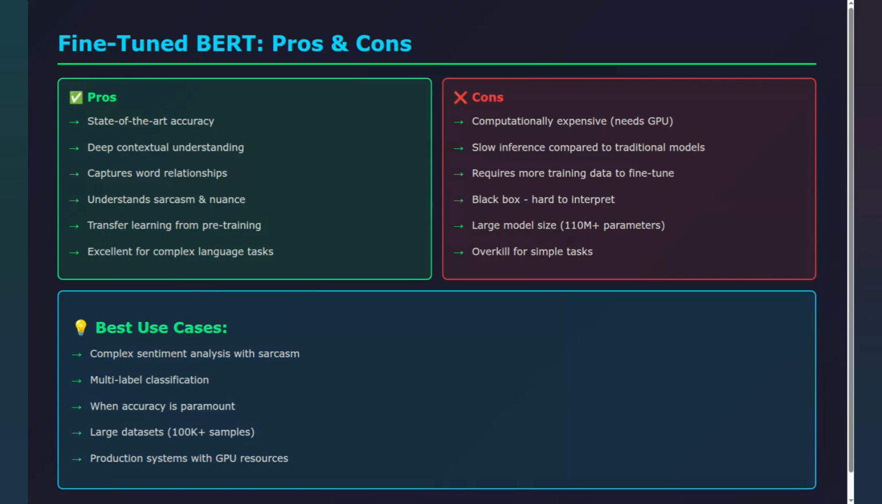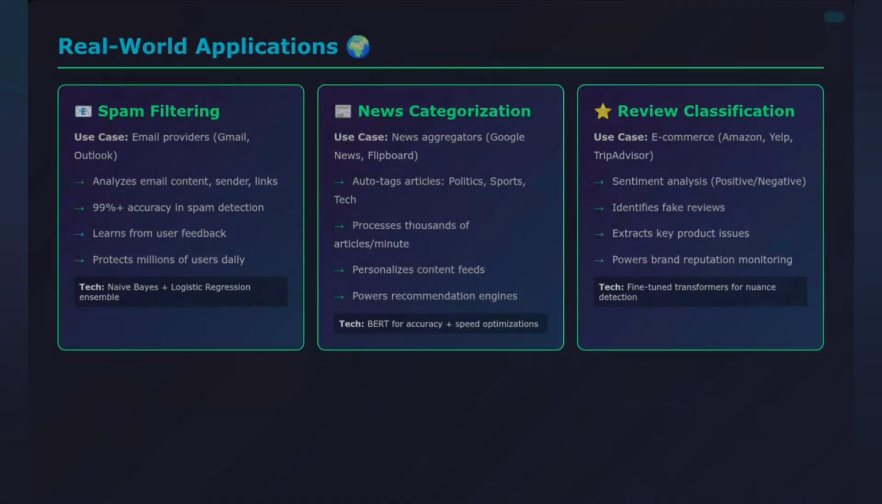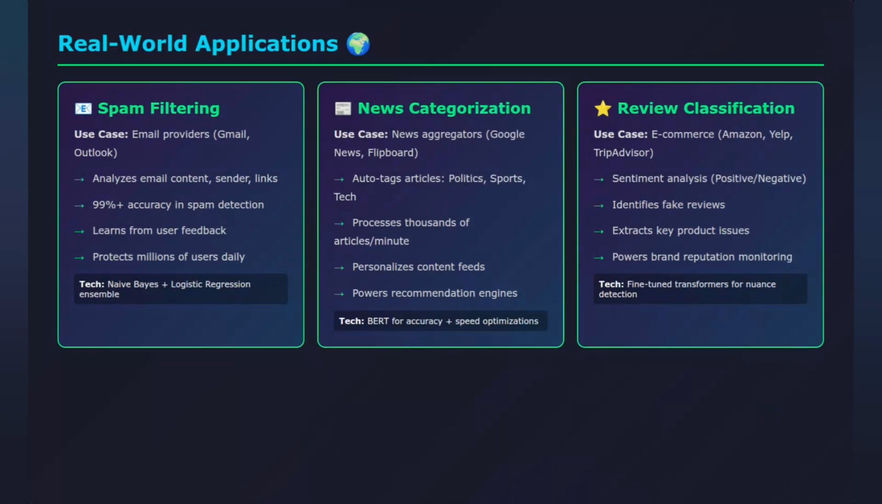The cons? It's computationally expensive. You'll want a GPU. It requires more training data to fine-tune effectively, and it's a black box, making it hard to interpret why it made a decision. Use BERT when accuracy is paramount and you have the computational resources. Let's see where text classification is making a real impact in the world today.